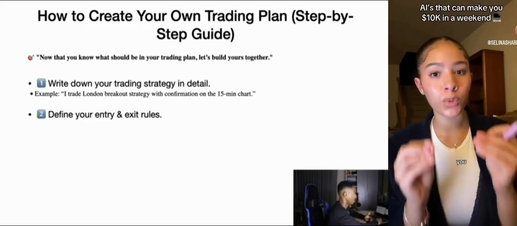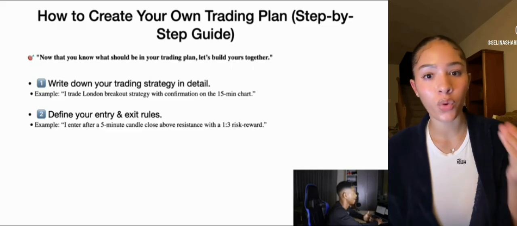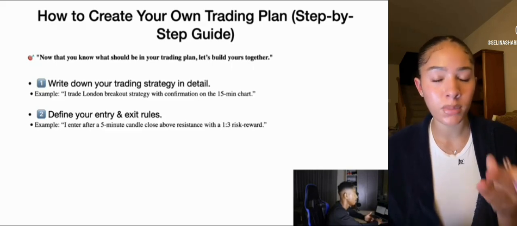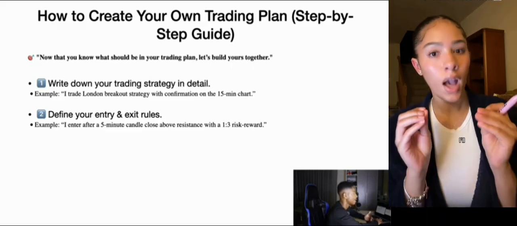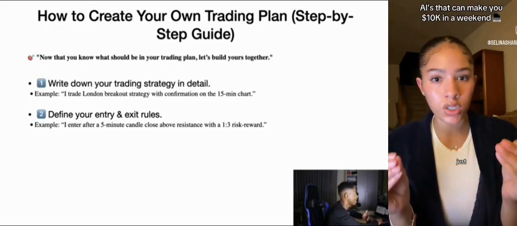The second thing is to define your entry and as well exit rules. For example, I enter after a 5-minute candle close above resistance with a 1:3 risk to reward. That is super specific. You can see everything is vivid, clear.